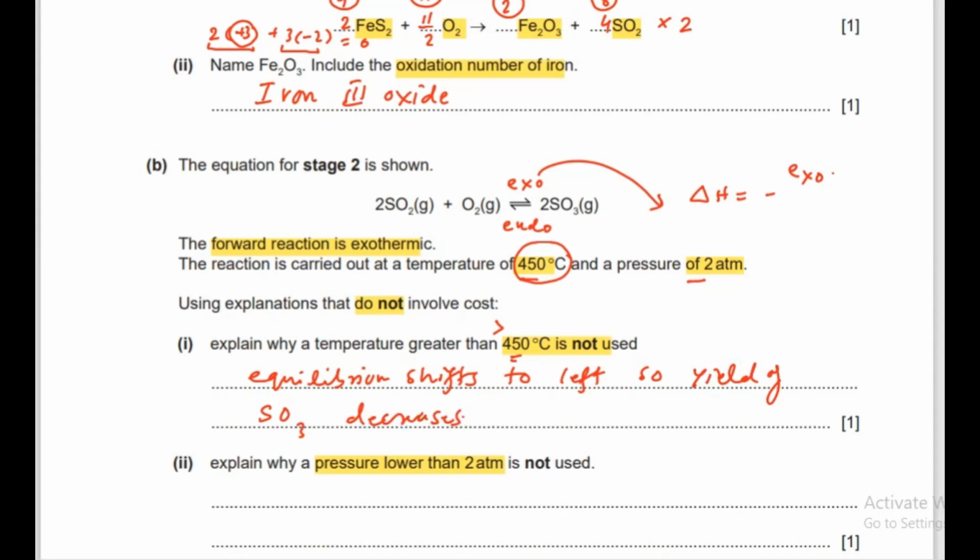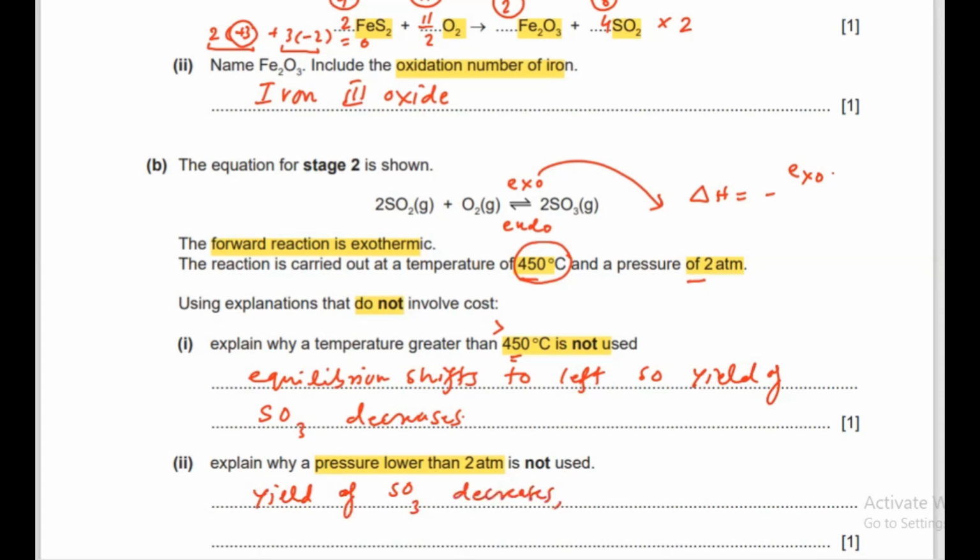Explain why a pressure lower than 2 atmospheres is not used. Now, 1 to 2 atmospheric pressure is used. Why not a lower pressure? If we decrease the pressure, the equilibrium shifts from fewer moles to more moles, because when we increase the pressure, the equilibrium shifts from more moles to fewer moles. So if we decrease the pressure, the equilibrium shifts from fewer moles to more moles. In that case, the yield of sulfur trioxide, SO3, will also decrease.